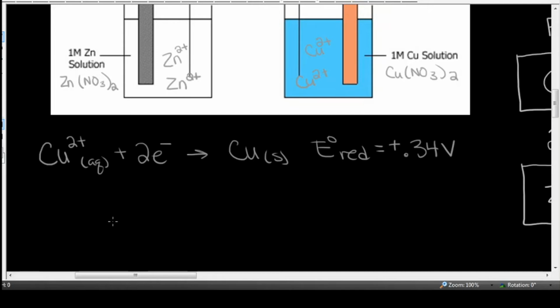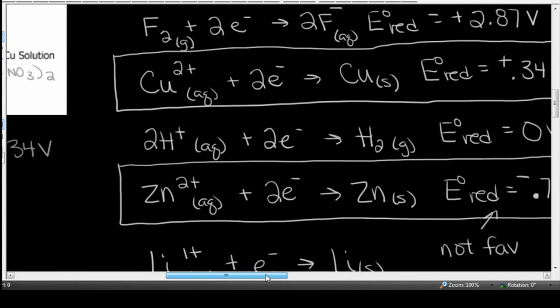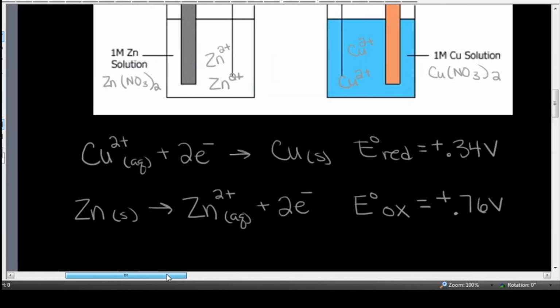Where are they going to get those 2 electrons from? Those 2 electrons are going to come from the oxidation of the zinc solid. So I'm going to flip that other reaction. There's my zinc losing 2 electrons. That I'm going to call the E0 oxidation because it's not the reduction, it's the reverse. And that originally was a negative 0.76. I'm going to change that to a positive 0.76 volts. Because when you reverse your reactions, you reverse the sign of your potentials.